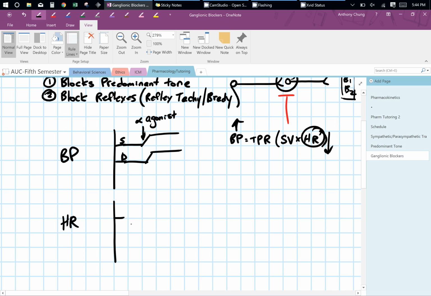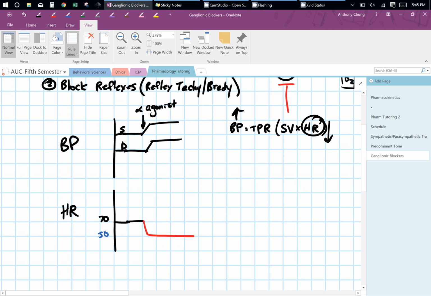So heart rate is usually going to be, once again, around 70. Then all of a sudden, an alpha agonist hits you. Vasoconstriction, blood pressure too high. What happens to the heart rate? Down. Maybe it drops down to like 50 or something like that. The numbers don't really matter. Just know that it drops. Heart rate goes down. What is that called? Is it a reflex tachy or Brady? Brady. Okay.